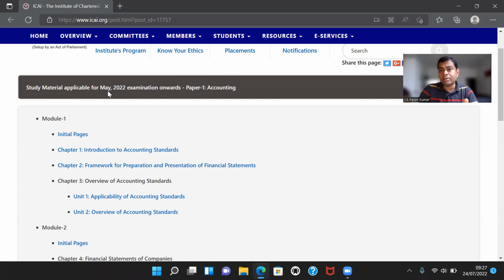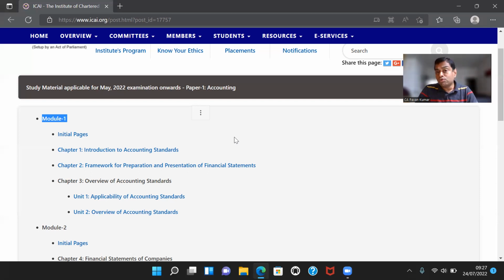Results of CA intermediate came 2-3 days back. Now we have started our next batch. But this is the latest material available. It is not for May 2022. One or two students asked me, Pavan sir, there is only study material for May 2022 in the portal. What about students who are writing in November? Beta, please read it carefully. It is not study material for May 2022. It is applicable for May 2022 onwards. That means till the time they come up with a new material, this is the latest material we have.